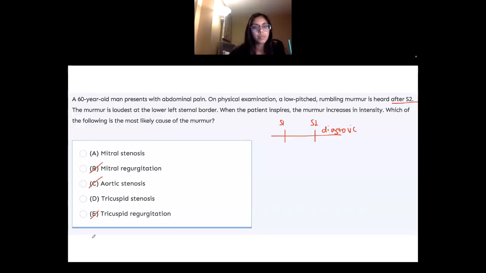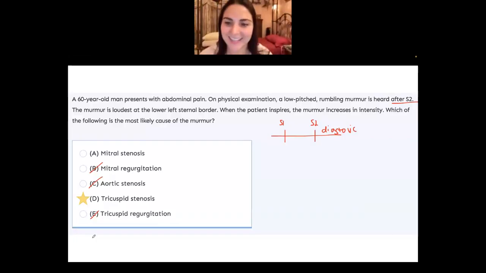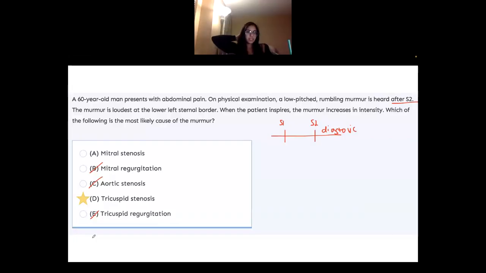And then the murmur is lowest. Wait, so the person inspires. So they breathe in and the murmur increases with intensity. So that tells you it's right-sided. So then it would have to be D. Good. Look how easy. Are they trying to throw us off with the left sternal border?